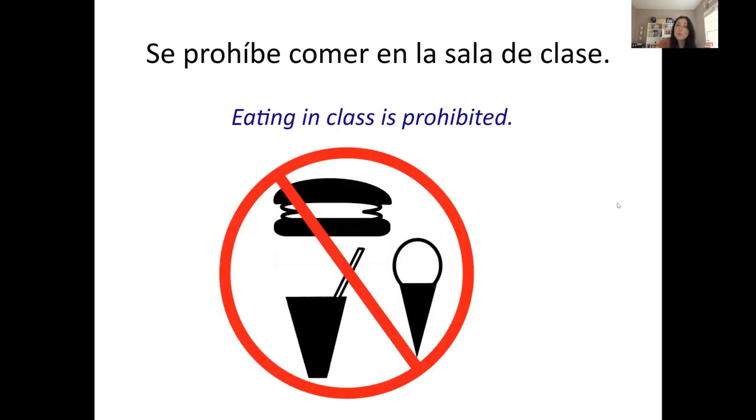Just another example, se prohíbe comer en la sala de clase. Eating in class is prohibited, or eating in class is forbidden. Okay.